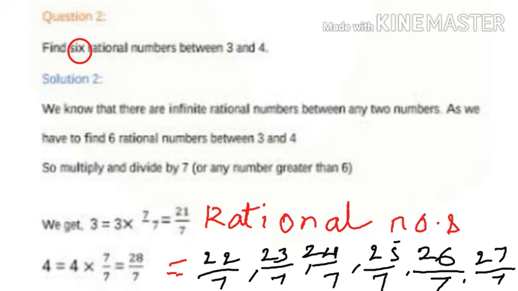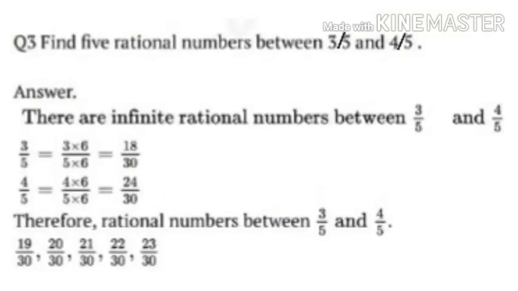Now question number 3. Look at this question children. This is also exactly the same question. Find 5 rational numbers between 3 by 5 and 4 by 5. What I said, whatever the question is asking, it is asking for 5 rational numbers.